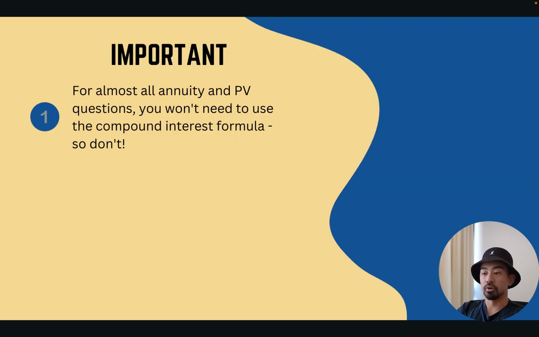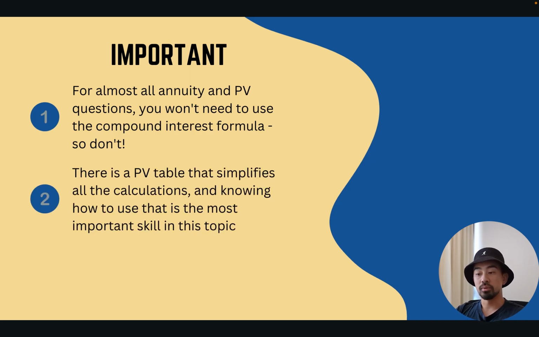Okay, so this is important. For almost all annuity questions, you won't need to use a compound interest formula. So don't do it. Just like in the future value section, you really shouldn't need to use the compound interest formula unless it specifically asks. There is a present value table that simplifies all the calculations, and knowing this is the most important skill. So like there's a future value table, there is also a present value table.